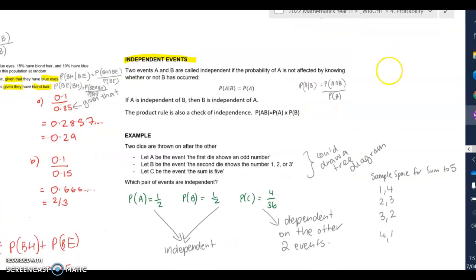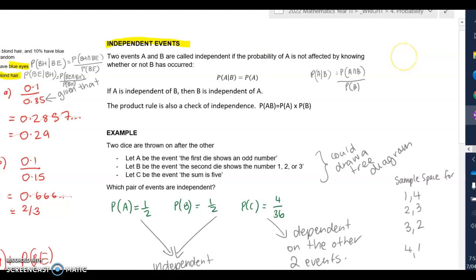Here are a couple of other notes that are in our OneNote that talks about independent events. Two events A and B are called independent if the probability of A is not affected by knowing whether or not B has occurred. So if we're saying that we want to figure out the probability of A given B is equal to just the probability of A, that would mean that, okay, we don't care what happens with B. B doesn't affect A. B doesn't come into play, okay?